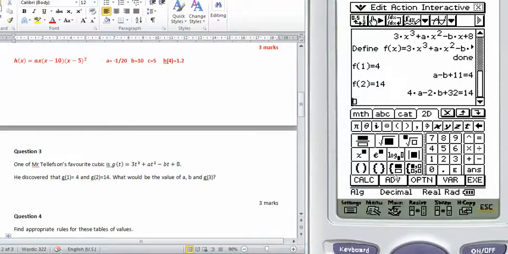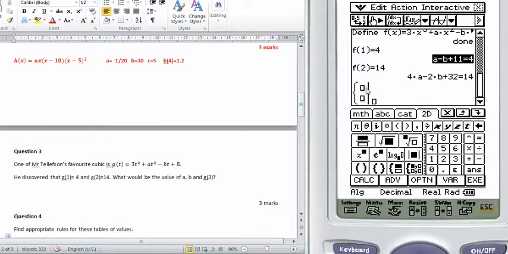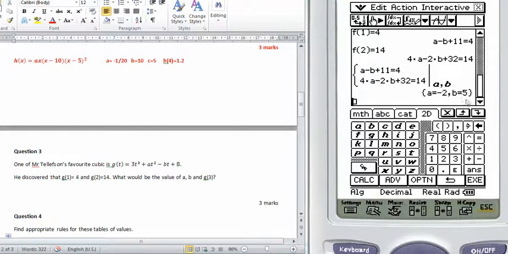I open up 2D, bring up simultaneous equations, drag my first equation, drop it, drag my second equation, drop it, and that's for variables a, comma, b. And that's what a equals minus 2 and b equals 5.